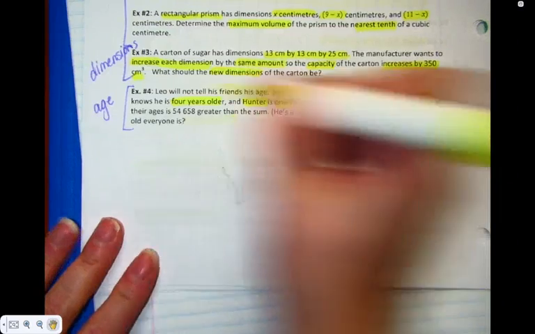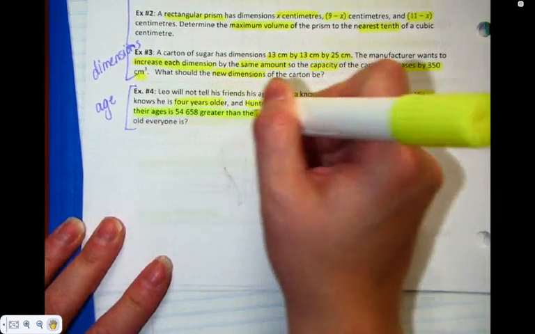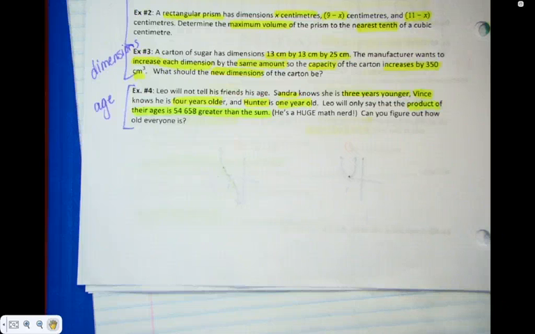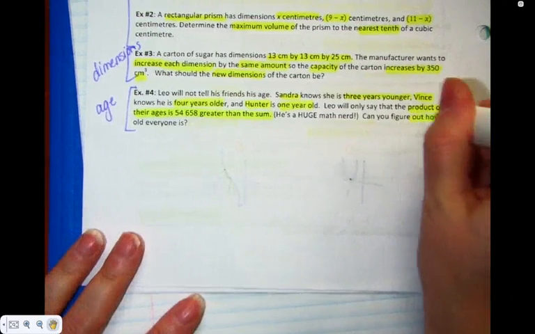Leo says the product of their ages is 54,658 greater than the sum. I added that he's a huge math nerd, but I'm a huge math nerd and even I wouldn't do this, just saying. Can you figure out how old everyone is?